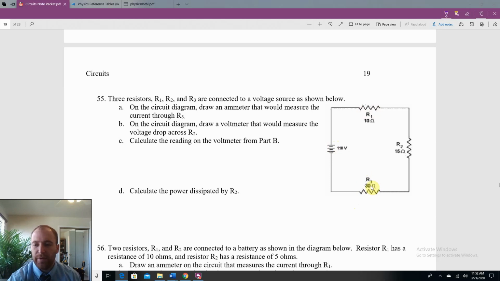And ammeters, remember, they're the ones that go in series. So I would like you to draw it either immediately before or immediately after. One or the other. You don't need both, so I'm going to erase one of them. But either one of them would have been fine.